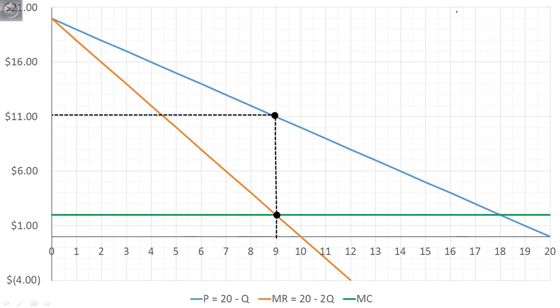But for those intrepid souls who want to go on, let's do that. If we remember, we want to find, right, our goal is marginal revenue equals marginal cost. At what output?